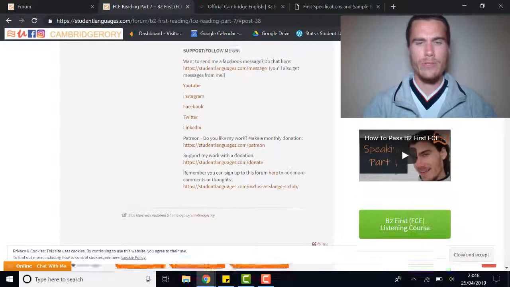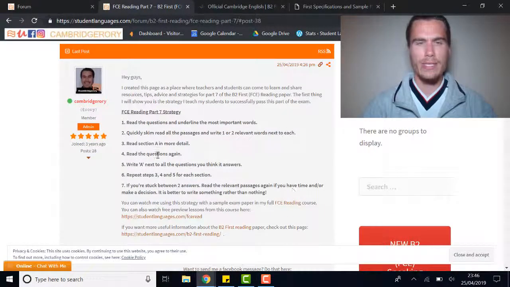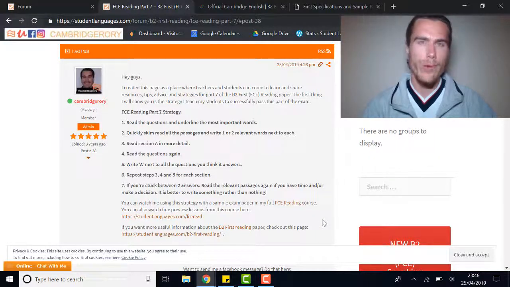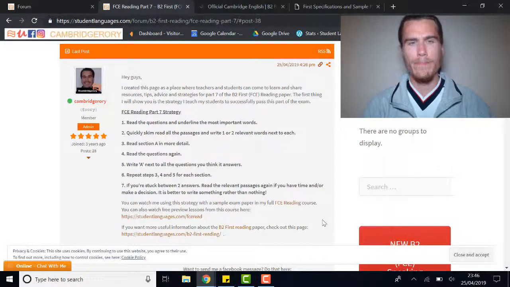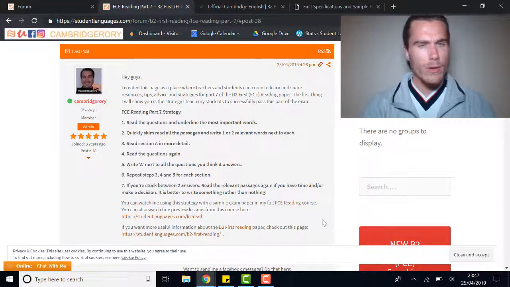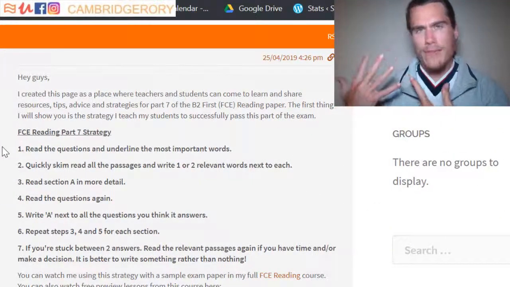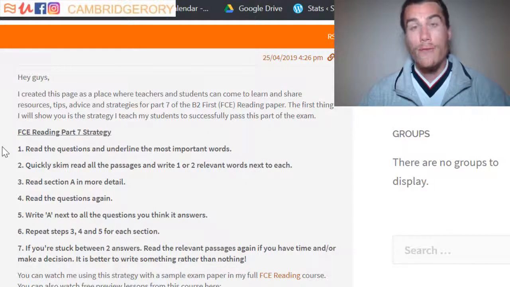And there is some useful information in this text here, so it's worth going to this page and reading the whole thing. I also tell you about other pages on my website and other places where you can find useful resources. But what we're going to focus on is this text in bold here. So this is my 7-step strategy for passing part 7 of the B2 First reading paper.